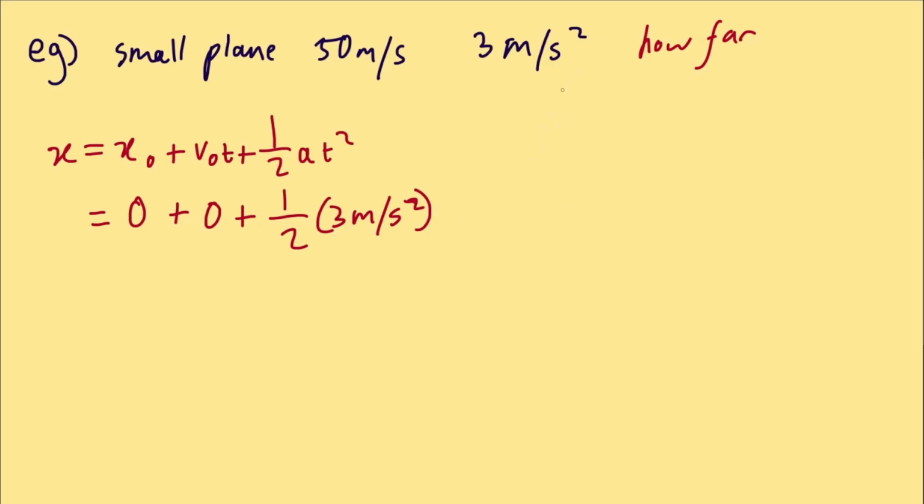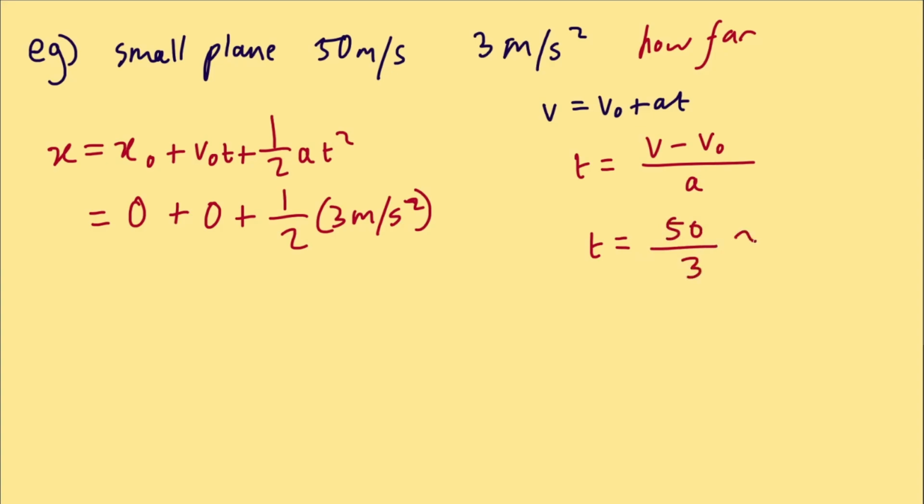Let's use the first equation this time. So velocity equals v0 plus at. Let's rearrange the equation for time. So t equals v minus v0 over a. Now let's plug things in. The velocity is 50, so 50 over 3, which is roughly 16.67 seconds. So the time needed to reach takeoff speed is 16.67 seconds.